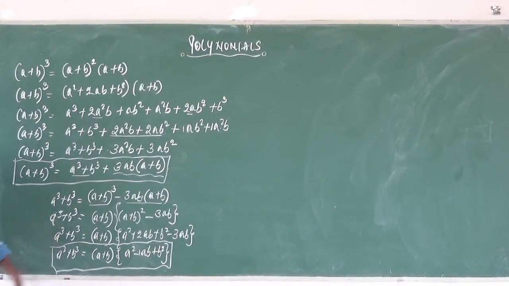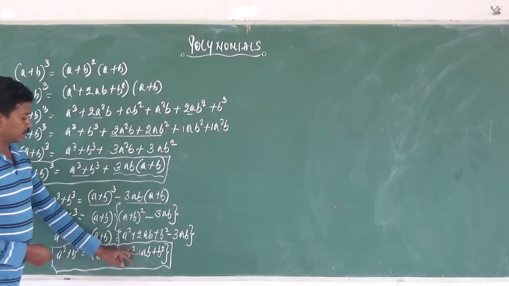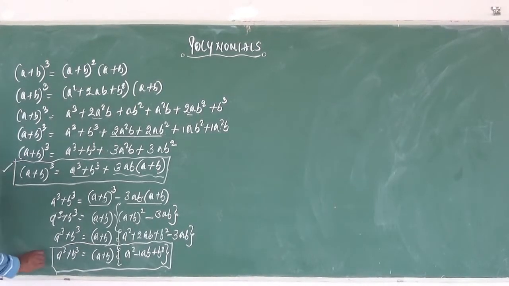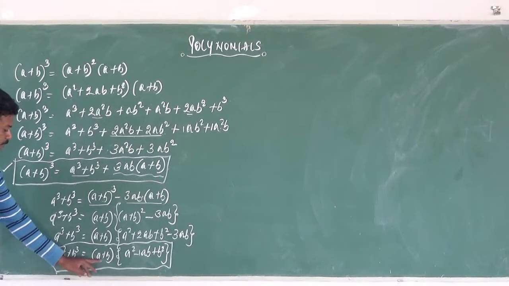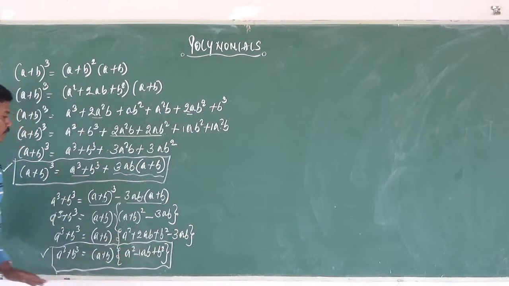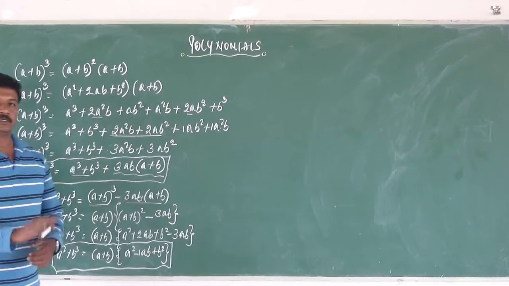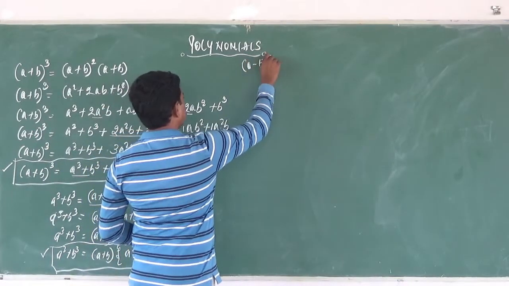So here in your examination it may be asked like verify a cube plus b cube is equal to a plus b into a square minus ab plus b square. So for this you have to do this entire derivation. So this is the formula for a plus b whole cube, and this is the formula for a cube plus b cube. For a cube plus b cube we have a plus b into a square minus ab plus b square, and for a plus b whole cube we have a cube plus b cube plus 3ab into a plus b. You have to learn this by heart, and you should be able to recall when it is required, right? So let us go into another formula, that is a minus b whole cube.